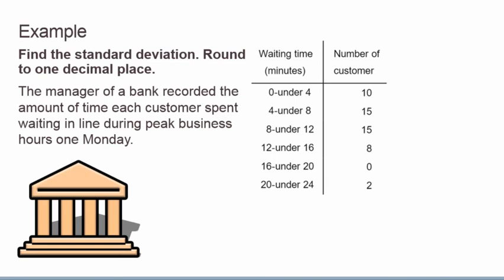Example, find the standard deviation, round to 1 decimal place. The manager of a bank recorded the amount of time each customer spent waiting in line during peak business hours one Monday. For a waiting time in minutes of 0 to under 4, the number of customers was 10. 4 to under 8 was 15. 8 to under 12 was 15. 12 to under 16 was 8. 16 to under 20 was 0. 20 to under 24 was 2.